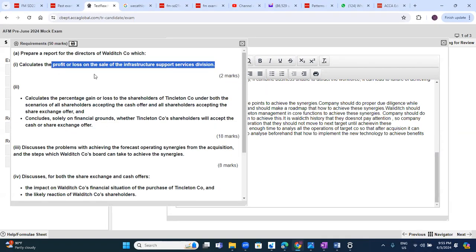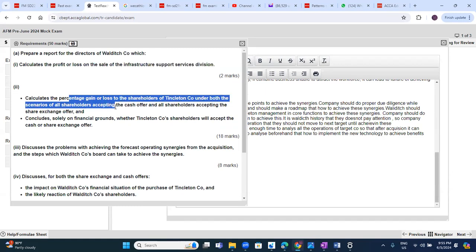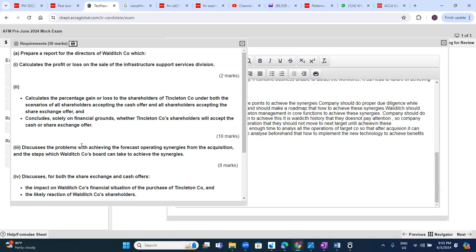First, discussion on the sale of infrastructure. Second, discussion on the gain and loss. So I have given the heading analysis. Then next, the problem with achieving the forecast energy. Next heading, steps to achieve the synergies. Next, discussion on the share exchange and cash offer. And obviously, the last heading is always a clear conclusion. The first heading is always a clear introduction. And then report compiled by and date is always clear.